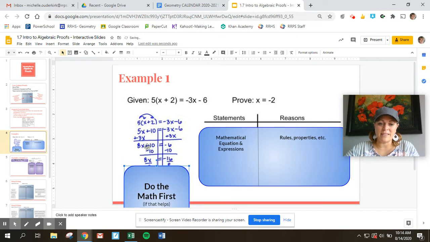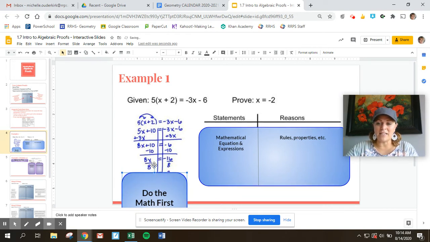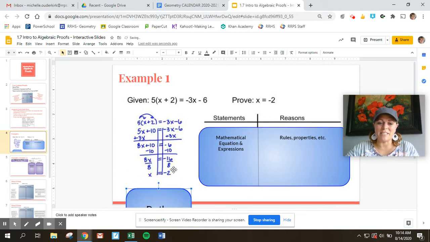Keep going. This is just once you've done that. And so I have 8x. Whenever I have something alone touching the x, touching means multiplication. So I need to undo that by dividing. And so dividing by 8, dividing on both sides, division property of equality. And then here's my simplified version.